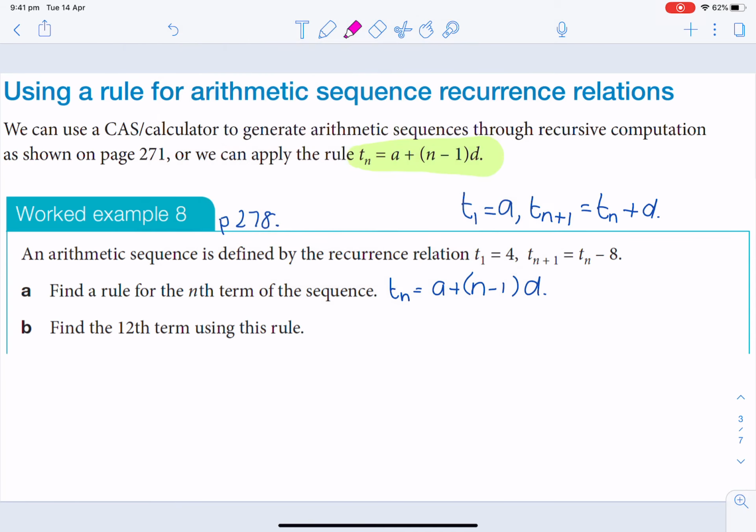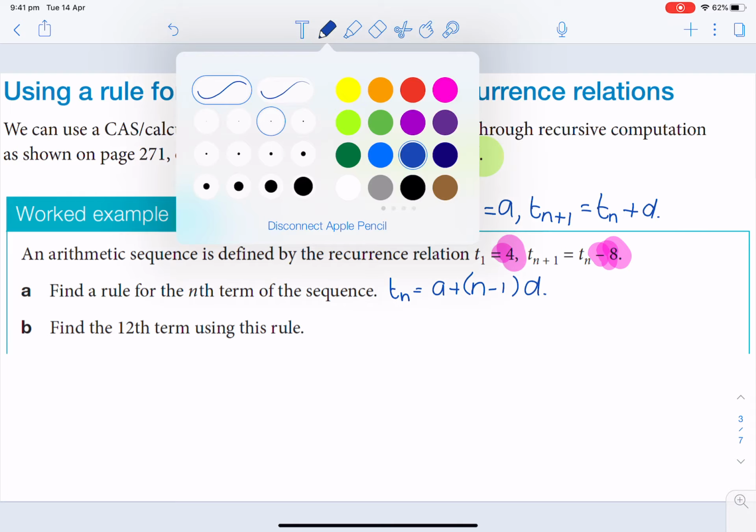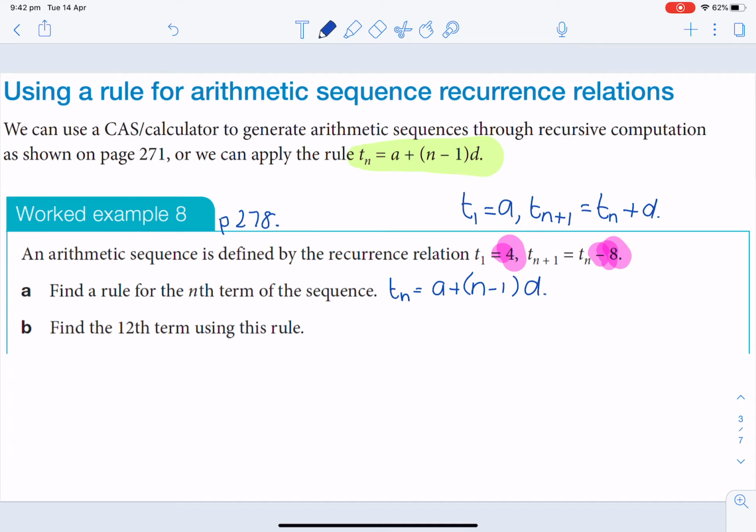In this case, my A value and my D value are 4 and negative 8 respectively. So I'm going to substitute them into my formula. T of n equals 4 plus n minus 1 times negative 8. We'll rearrange that formula: T of n equals 4 minus 8 outside of n minus 1.